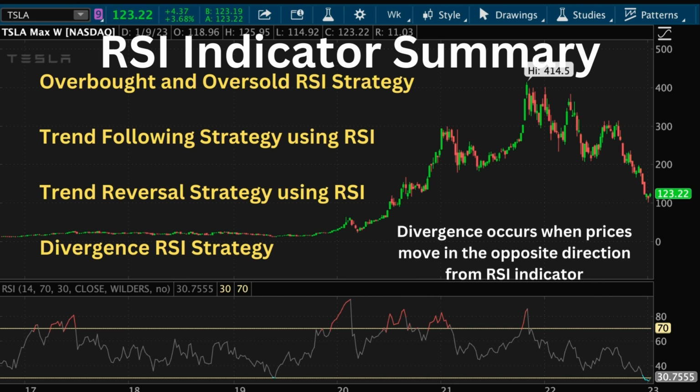Divergence occurs when prices move in the opposite direction from an indicator like an oscillator. Divergence could indicate a reversal and can occur during uptrends and downtrends.